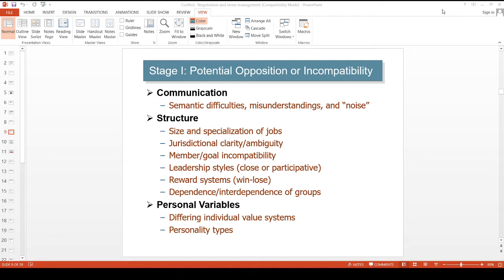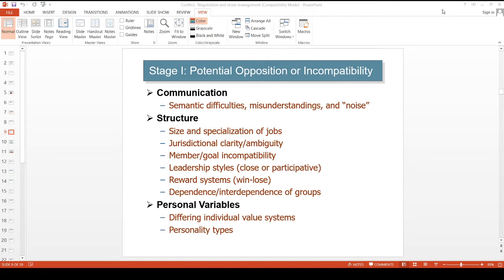The first one is the semantic difficulties that result in differences in training, selective perception, and inadequate information. Semantic difficulties means that the same meanings are being understood or interpreted by different persons in different ways. So communication as a source of conflict represents those opposing forces that arise from semantic difficulties, misunderstandings, and noise in the communication channels. Insufficient exchange of information and noise in the communication channel are all barriers to communication and potential antecedents to conflict.